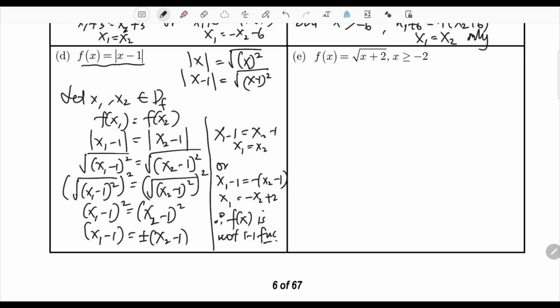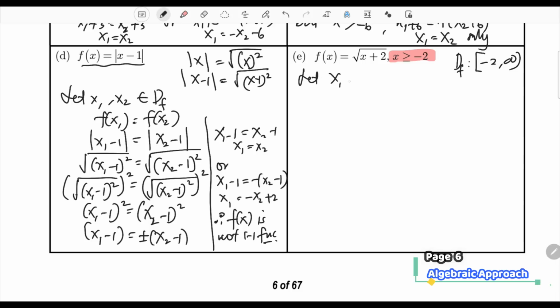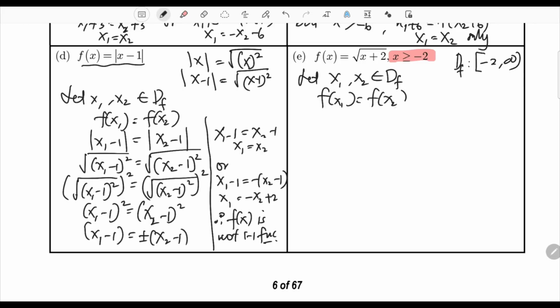Okay, let's look at E. So this is the third graph. Okay, you are given here, this is important. So this is actually the domain. This is the domain of f. You're given already. So this is from -2 to infinity. So let x1, x2 elements of the domain. So f of x1 equal to f of x2.